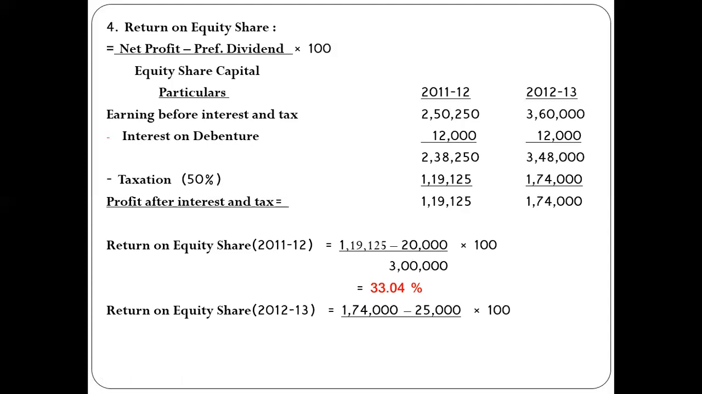For 2012-13 it is 1,74,000 minus 25,000, because our preference share capital increased in 2012-13, that is 2,50,000. 10% of 2,50,000 is 25,000, and our equity share capital is also 4 lakhs. So we get the answer 37.25. Okay, so this is the last formula for this sum.